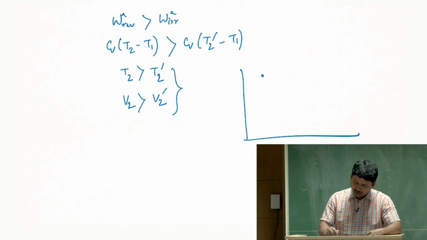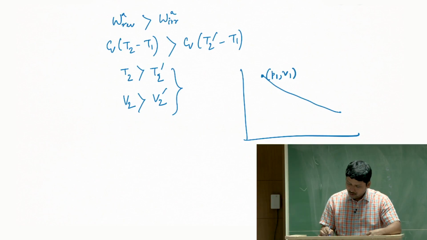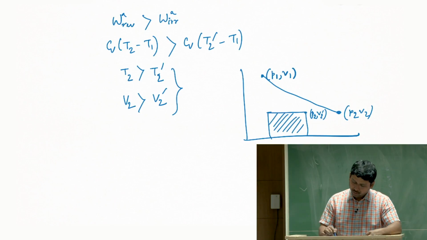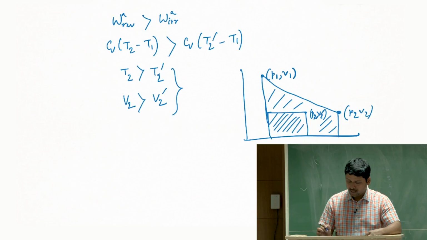So, starting with P1 V1, let us say you reach a volume V2, then the adiabatic volume will be somewhat less than that, it will be P2 V2 prime, and the work done for an adiabatic process in an irreversible way will be this much, whereas work done for an adiabatic reversible process will be that much. Okay. So, that is where we stop.